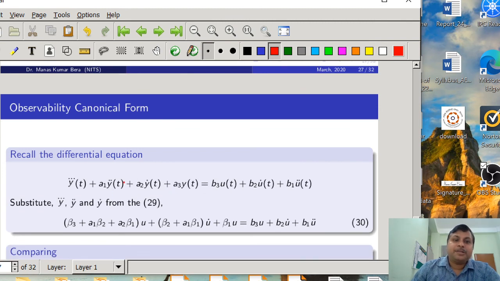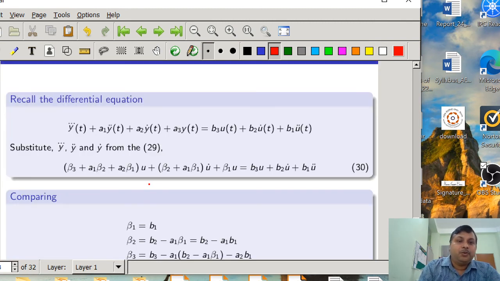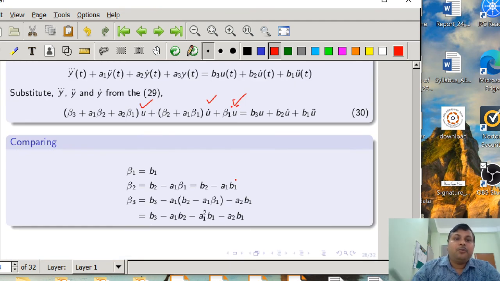Then after some cancellation you will find that you can group the terms like this: the coefficient of u, the coefficient of u dot and the coefficient of u double dot. Here I made a mistake. I think it will be beta 3 plus a1 beta 2 plus a2 beta 1 for u, and this will be beta 1 for u double dot. So now you only have to compare the like powers of the derivatives of u.